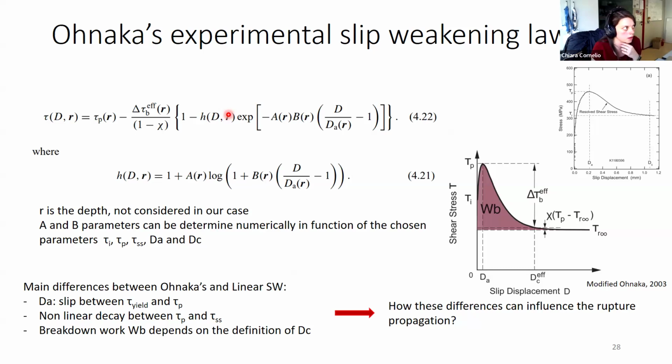But this is a kind of simple law in this case, and the comparison between the Ohnaka and the linear slip weakening was, I think, the first step to better understand if what we obtain in the lab can be upscaled using rupture dynamic models.